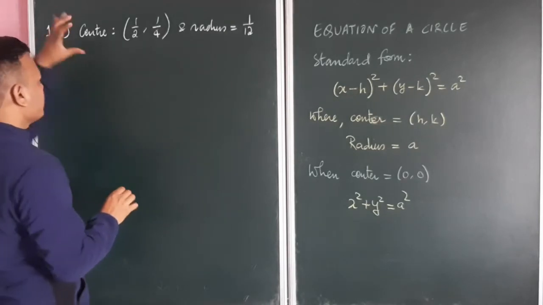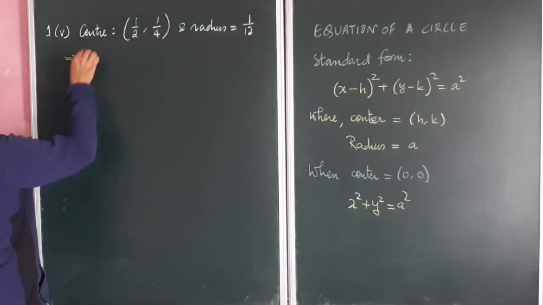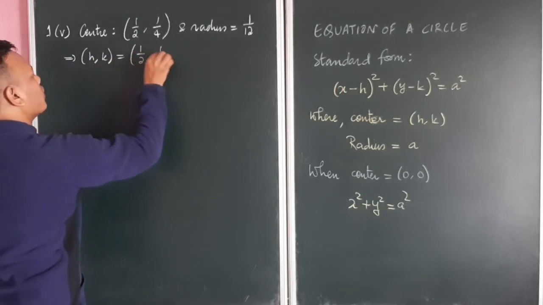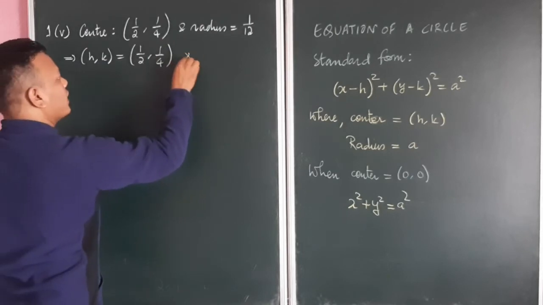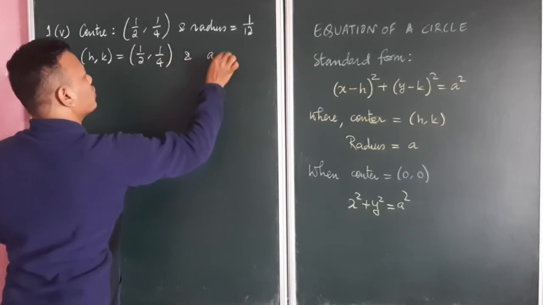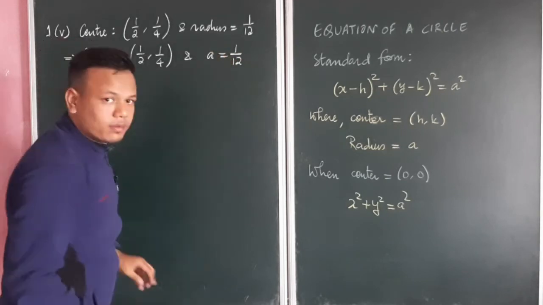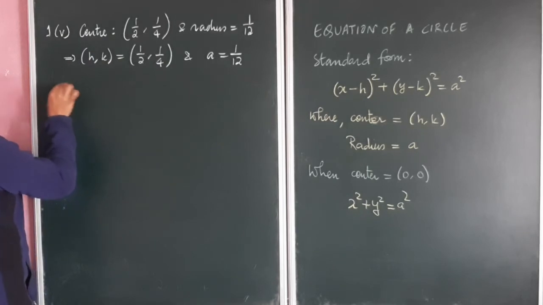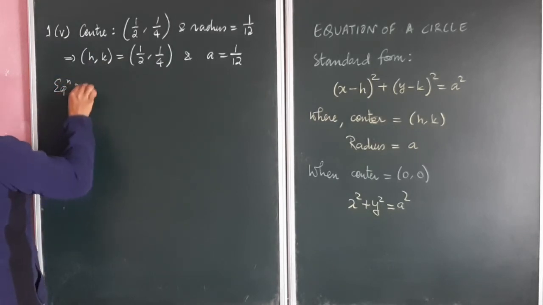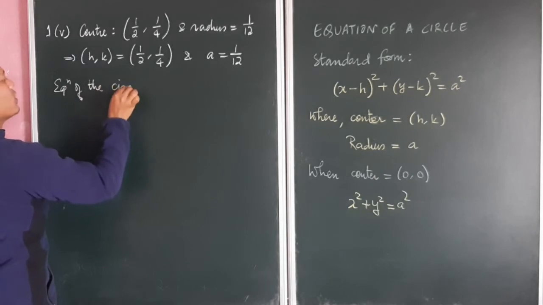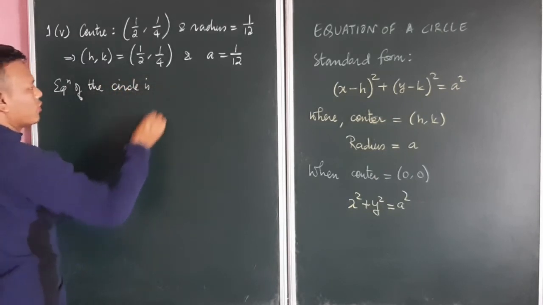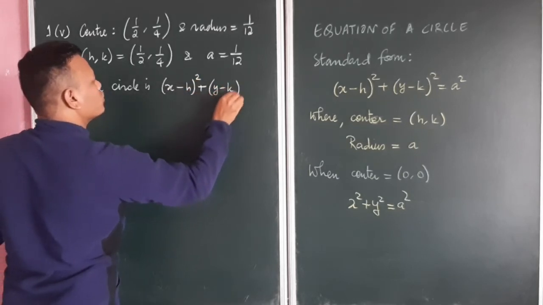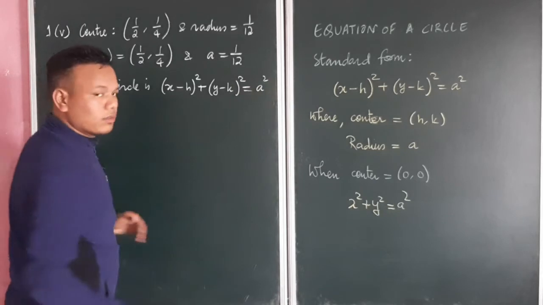Basically, center means h comma k is given, so h comma k is half, 1 by 4, and radius means a, so a is given to be 1 by 12. Therefore, using standard form, the equation of the circle is, first let me write the standard form, that is (x minus h) whole square plus (y minus k) whole square equals a square. Now let's put the values.